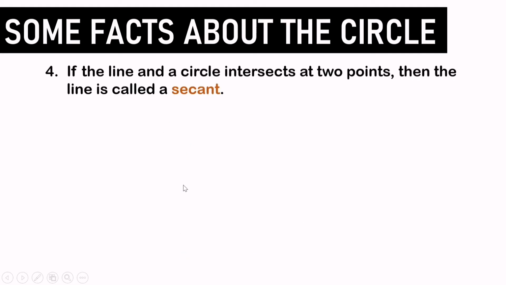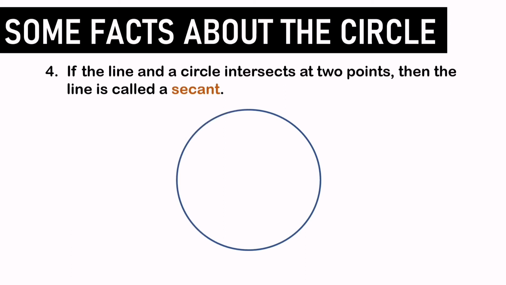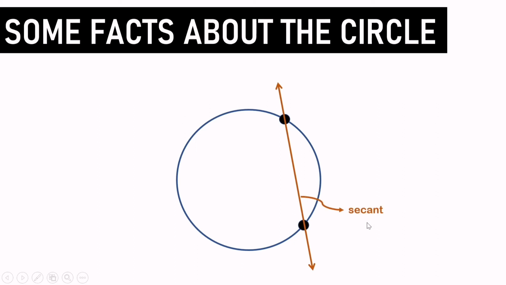Okay, number 4. If the line and a circle intersect at 2 points, then the line is called a secant. If you have a circle and a line with two points, they have 2 points of intersection. So they intersect twice, two points, here and here. So, this line, we will call this a secant.